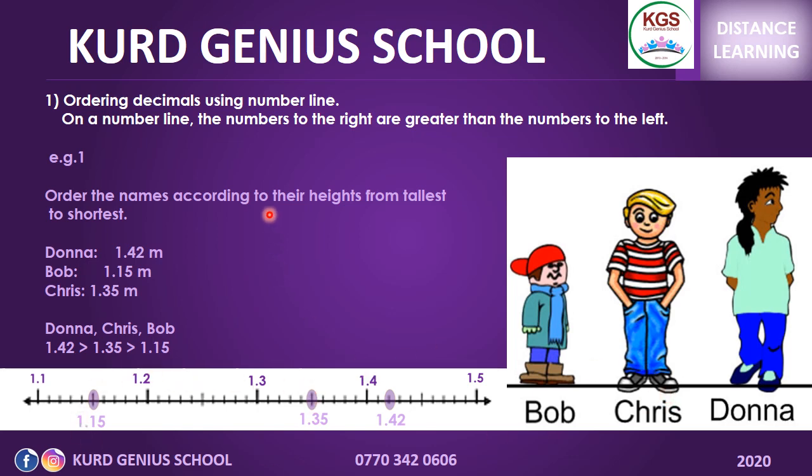Now, we said that the numbers to the right are greater. That means 1 and 42 hundredths is greater than 1 and 35 hundredths, and 1 and 35 hundredths is greater than 1 and 15 hundredths, just as written here. That means Donna is taller than Chris, and Chris is taller than Bob.